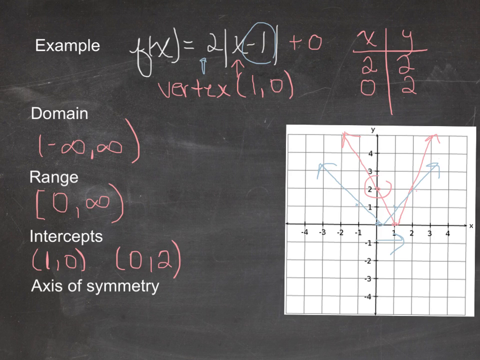And my axis of symmetry is the line that will split the picture right in half, so it's at the x value of the vertex, which is going to be x equals 1. Okay, let's see one more example.